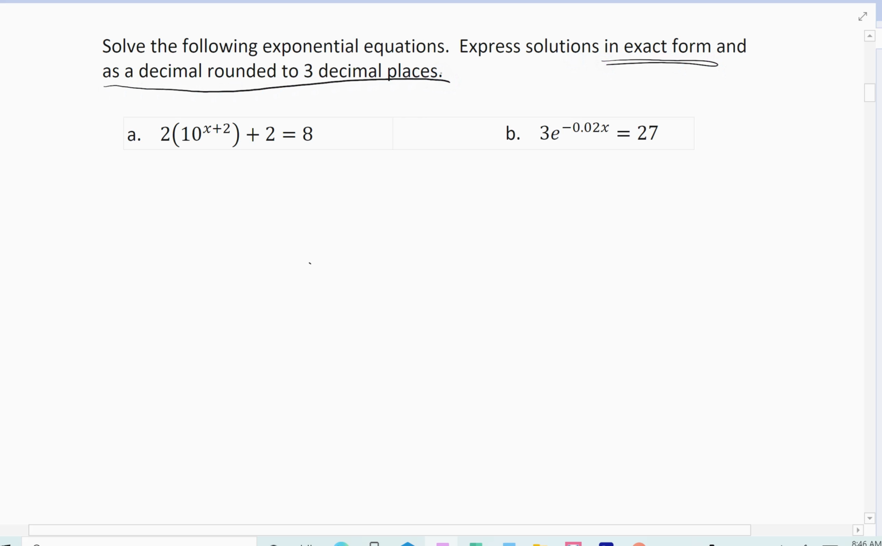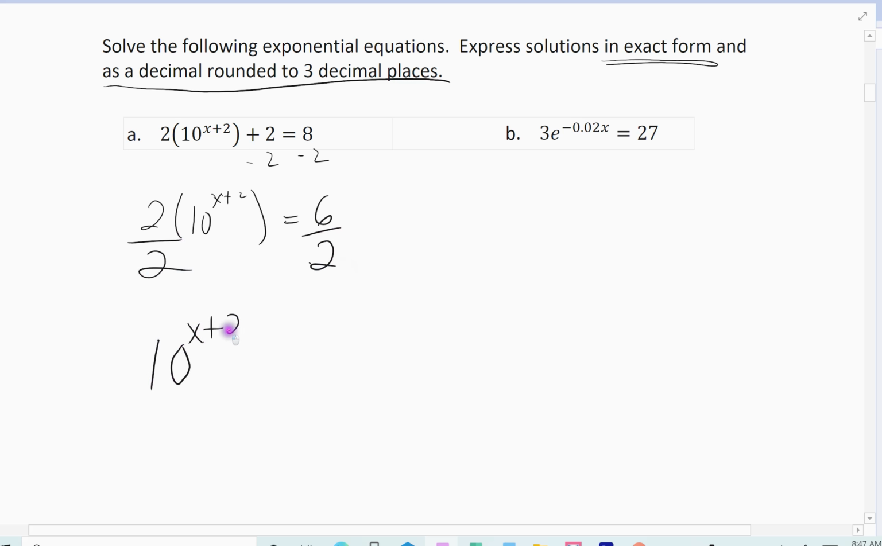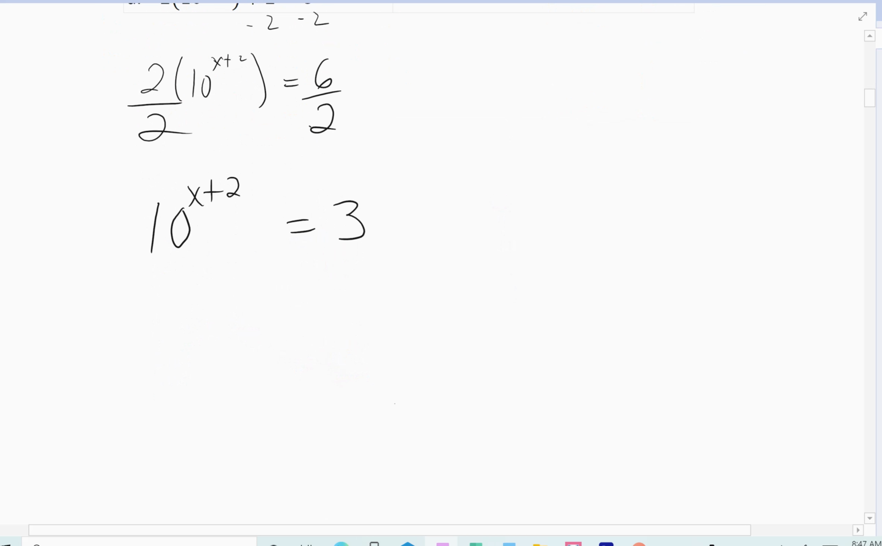So the first step is isolate. I'm going to do A first. Isolate the exponential term, 10 raised to the x plus 2. I need to move my 2 to the other side, so I get 2 times 10^(x+2) equals 6. Get rid of that 2 out front by dividing, and so now I've got 10^(x+2) equals 3. Now there are 2 ways you can solve it. You can rewrite it as the log, or you can use the uniqueness property. I like the uniqueness property.